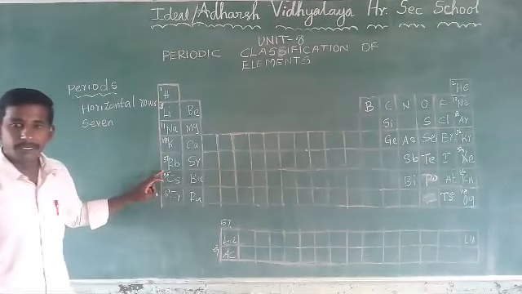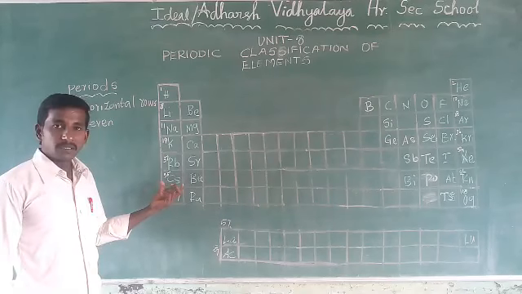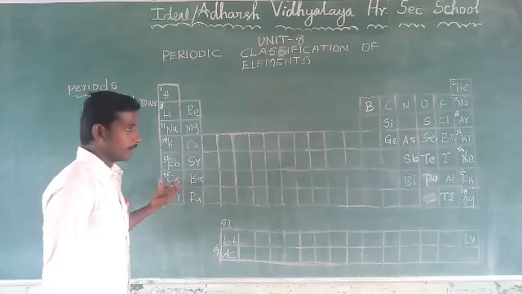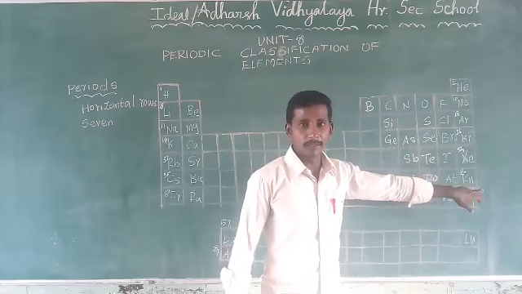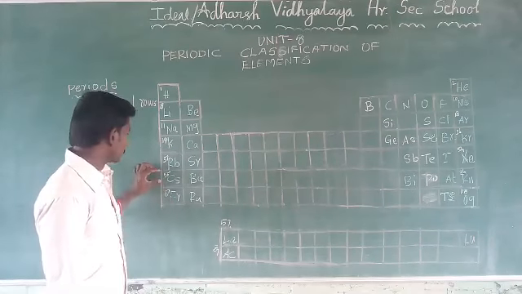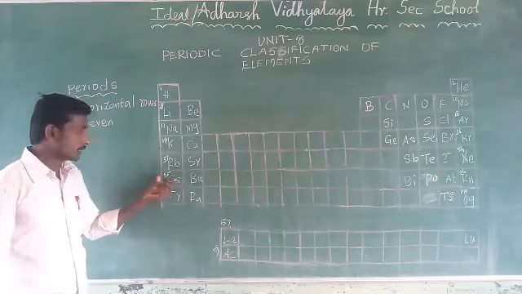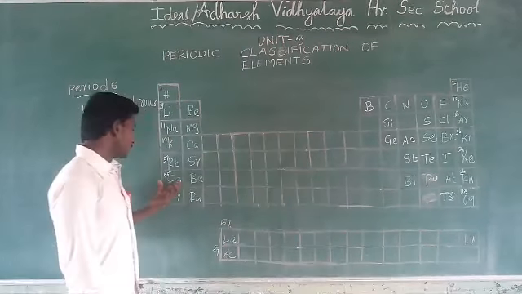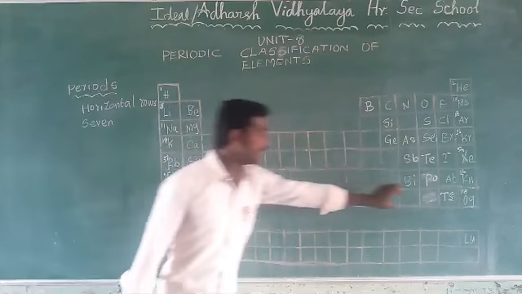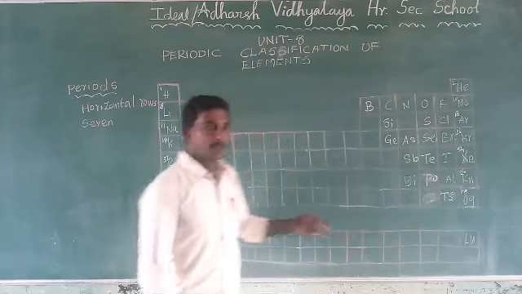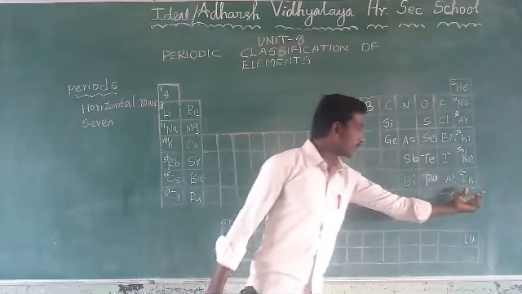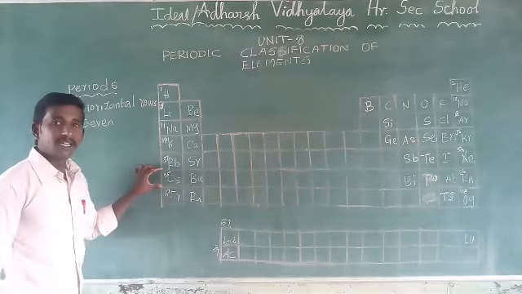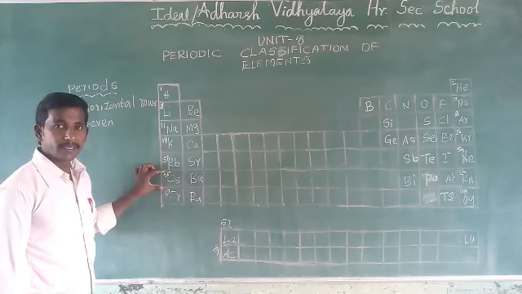Okay. And then next, the sixth period. Elements from cesium to radon, atomic number 55 to 86. It contains 32 elements.